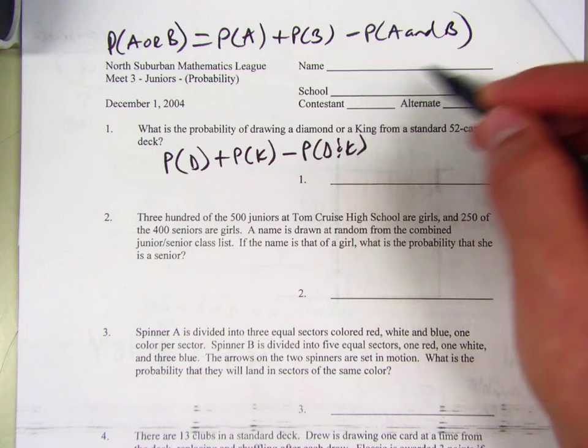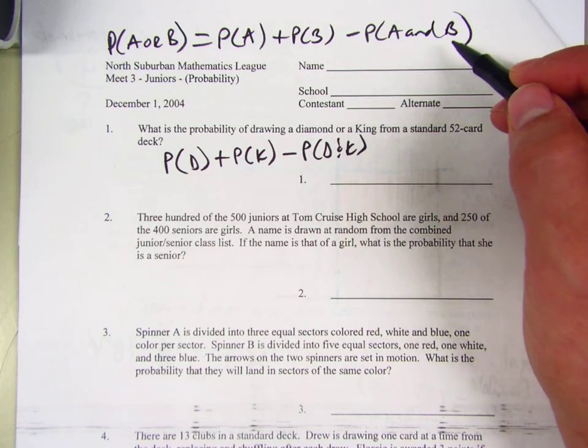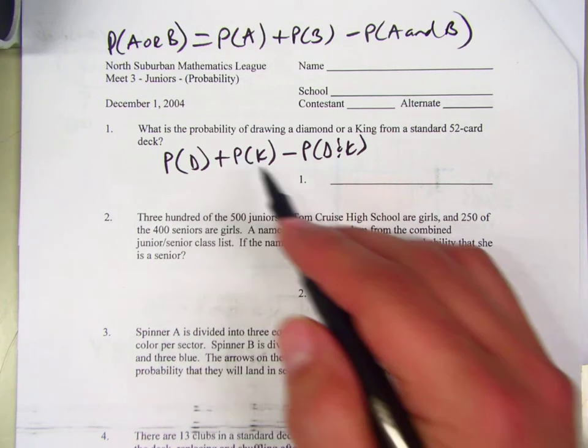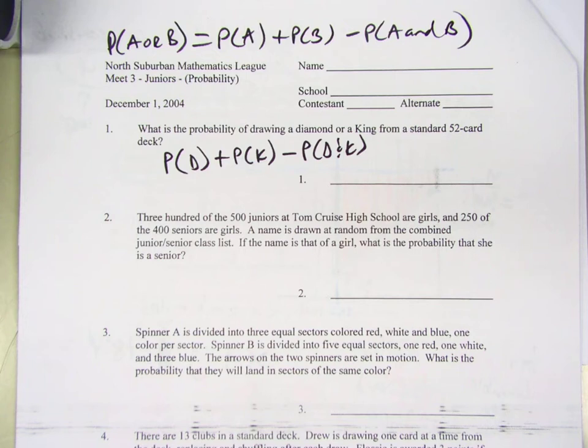This is not always present, but if there is such a thing as event A and event B occurring together, then you would subtract it out because you would have counted it in both the first fraction and the second fraction, which is what you just said, Anthony, right?